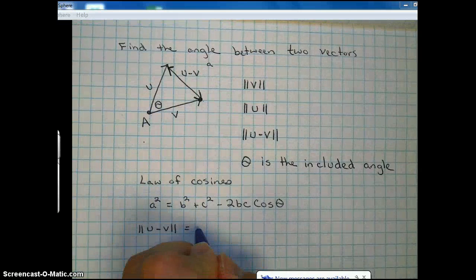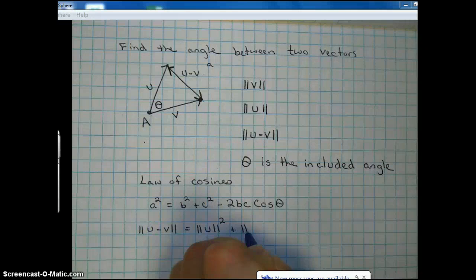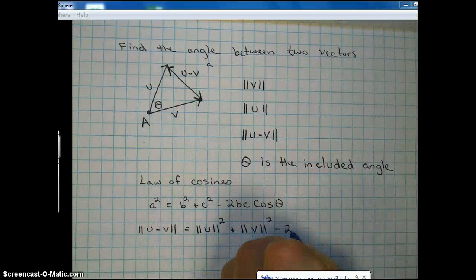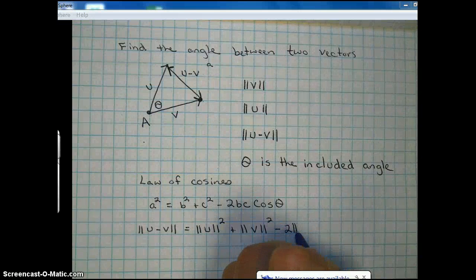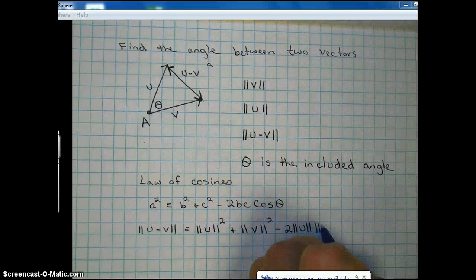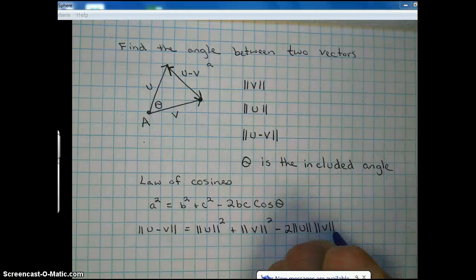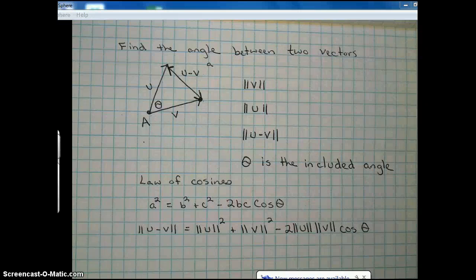So the magnitude of u squared plus the magnitude of v squared minus 2 times the magnitude of u times the magnitude of v times the cosine of theta. And that's how we would find theta. We would solve this for theta.